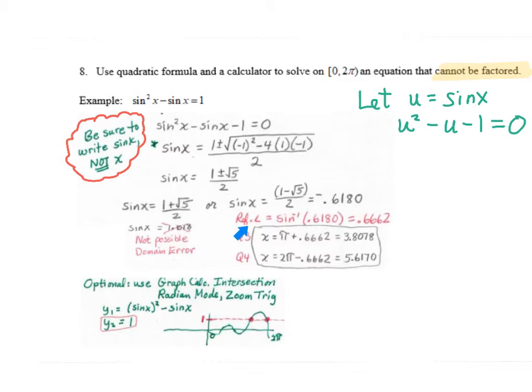You have to find your reference angle to find what x is. So you do the inverse sine of the positive, and you end up with a number which you add to pi and subtract from 2 pi to get quadrants 3 and 4.